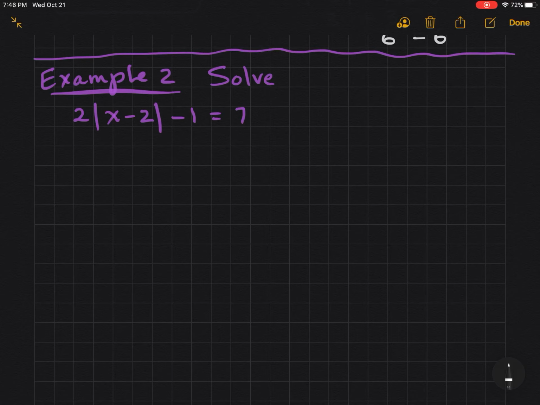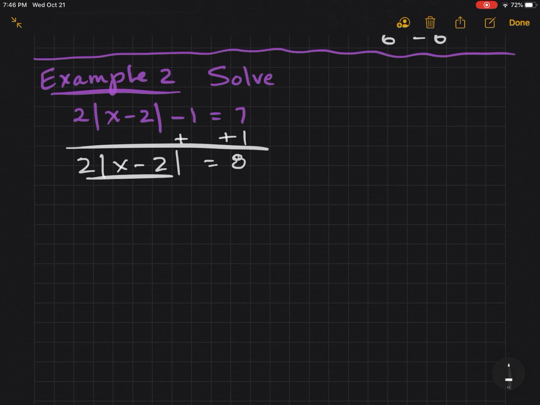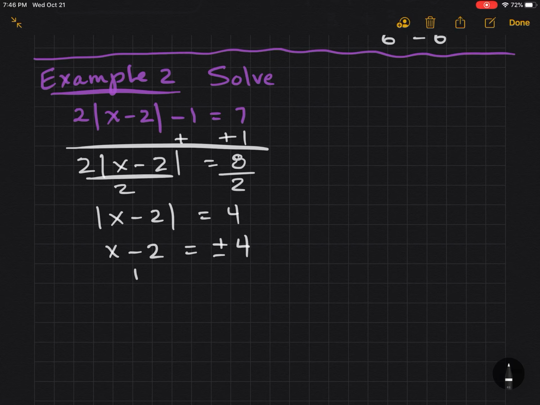First, we want to isolate the bars, so I'm going to add 1 to both sides. Now I'm going to divide both sides by 2. Now I've isolated the bars. So now I remove the bars and make the other side plus or minus. And now I solve both equations. So at this point, I could split and make 2 equations, but I think I'm going to go ahead and add 2 to both sides.